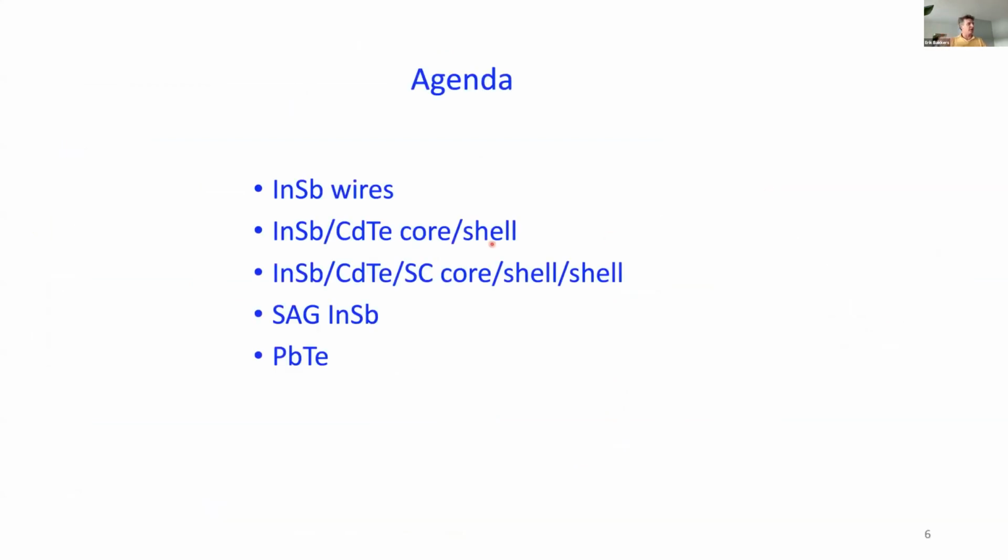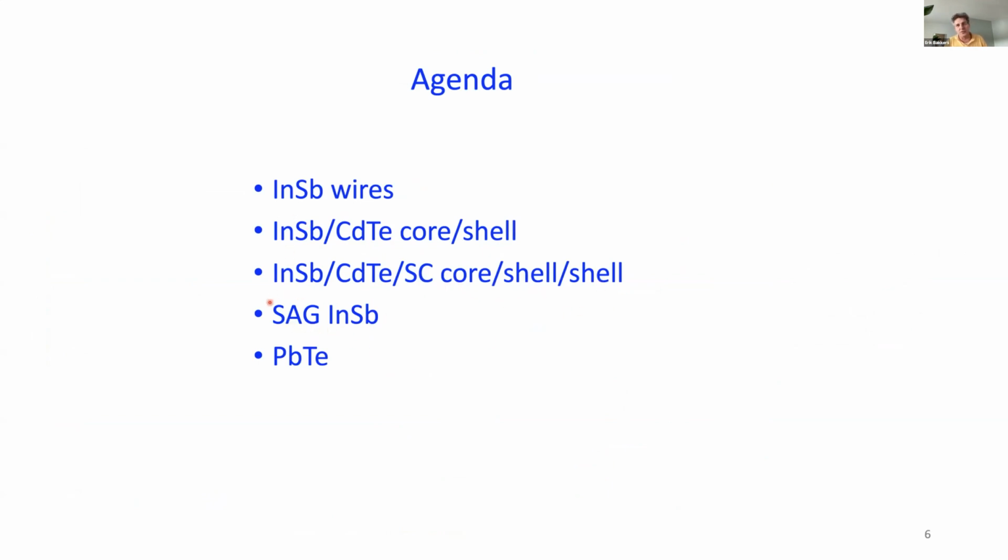I will start with the growth of simple indium antimonide nanowires, which were used for the first Majorana experiments. Then I will extend the system. So I will add one shell. So then we have a core shell system, indium antimonide, cadmium telluride. And then I will add another shell, which are the superconductors.